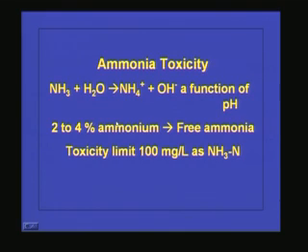Similarly, another byproduct is ammonia, and if the ammonia concentration is in excess, that will also inhibit the process. If 2 to 4% of ammonia is present in the free ammonia form, it will inhibit the reactor, or the toxicity of ammonia in the system is 100 milligram per liter as ammonia nitrogen. If it is present in the ammonium form, it will not be toxic, but if it is present in the ammonia form, it will be toxic, and this ammonia-ammonium conversion is a pH dependent process.